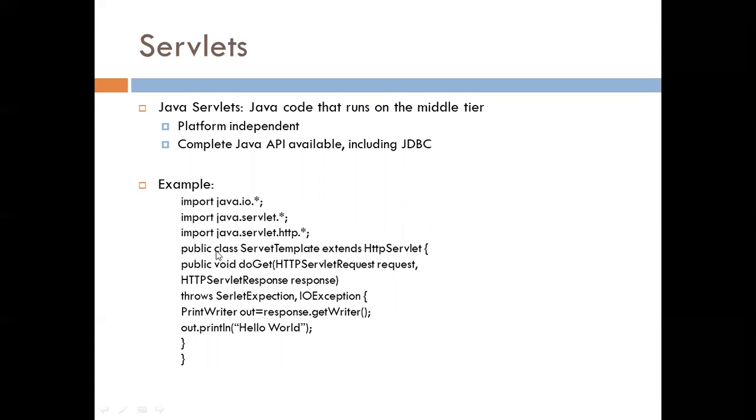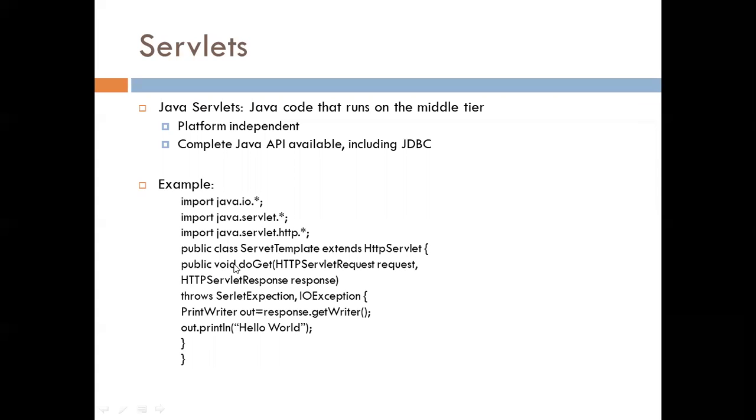And then public class ServletTemplate. This is the name of the servlet, and all the servlets will extend from the base class, that is HttpServlet. HttpServlet is the base class for all the servlets. We must extend from this particular HttpServlet. When we extend from this class, all the APIs and methods required to define a servlet will already be present in this class, and we can directly utilize them.